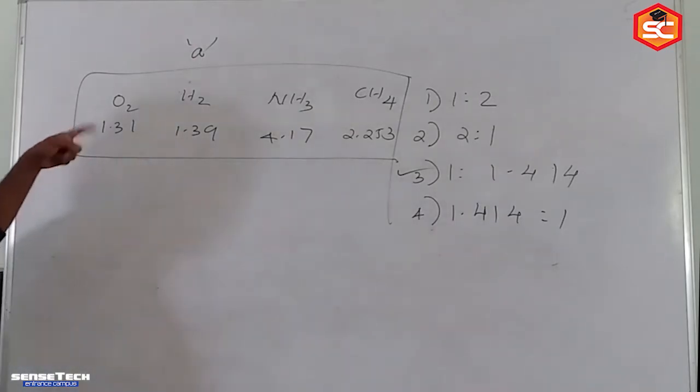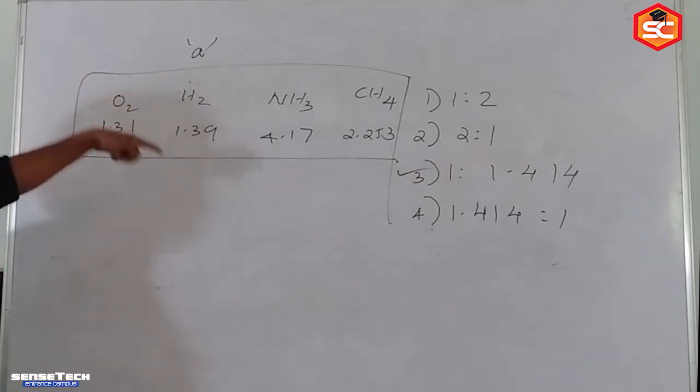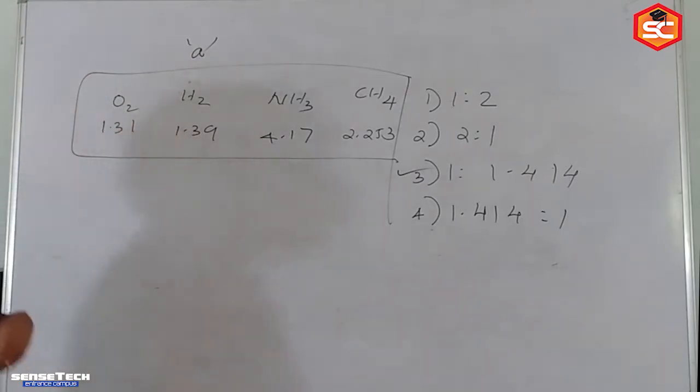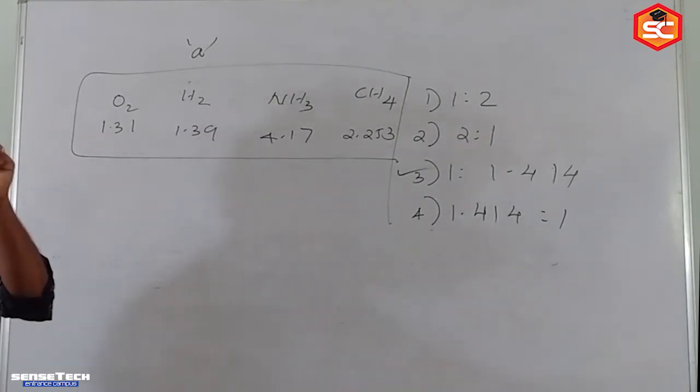Then from this you have to identify which one can be readily liquefied. When the interaction, called A, increases, the liquefaction tendency will be more. So which gas? Ammonia. A value increases, liquefaction tendency also increases. How we can identify? Because A represents interaction between the particles.